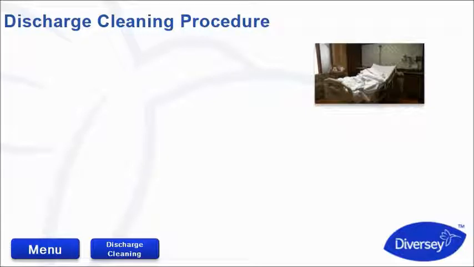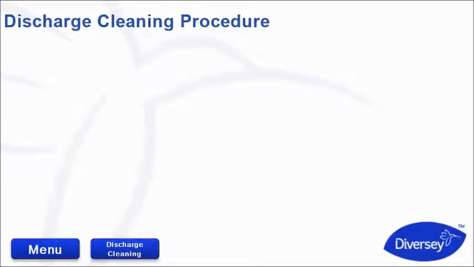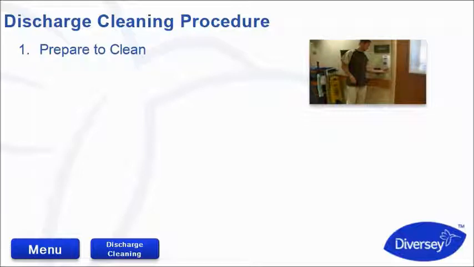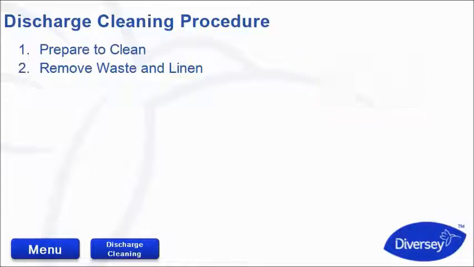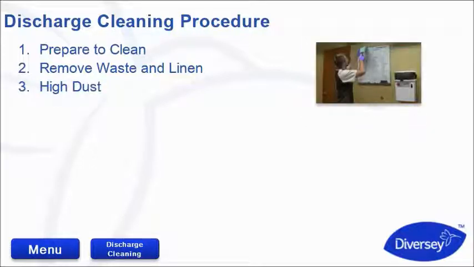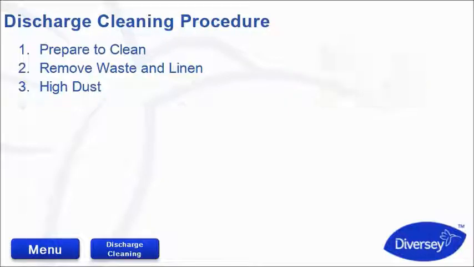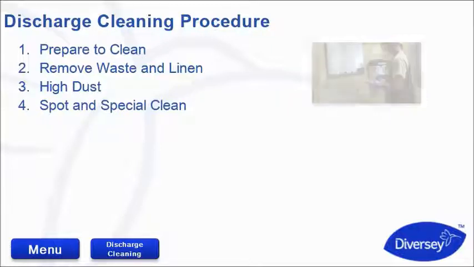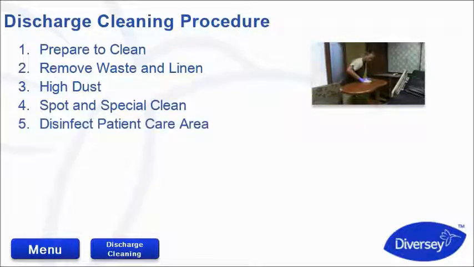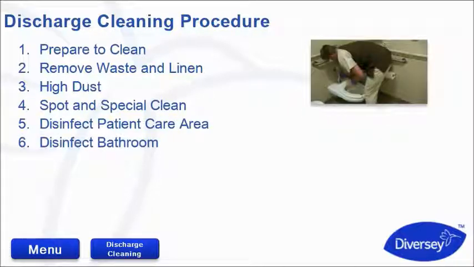The discharge cleaning process consists of these steps. 1. Prepare. Gather supplies and prepare to enter the room. 2. Remove. Remove waste and linens as appropriate. 3. Dust. High dust all horizontal surfaces above shoulder level. 4. Special cleaning. Spot clean and conduct special cleaning tasks, such as wall washing, as needed in the room. 5. Disinfect patient care area. Disinfect the high-touch surfaces in the patient care area and the room entrance. 6. Disinfect patient bathroom. Disinfect the high-touch surfaces in the bathroom.